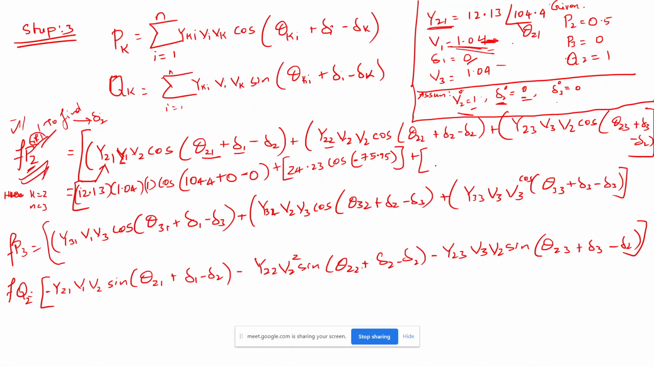What is the y23 value? That is also again 12.13. And then V3 is given in the question, so it is 1.04, and V2 is 1, and cos theta here it is 104.4 degree, and delta 3 and delta 2 are 0. So I will take from 0. Solve this and tell me the value for FP2 for the first iteration.